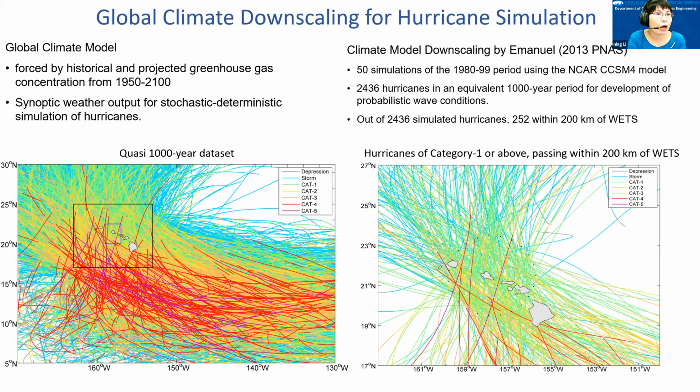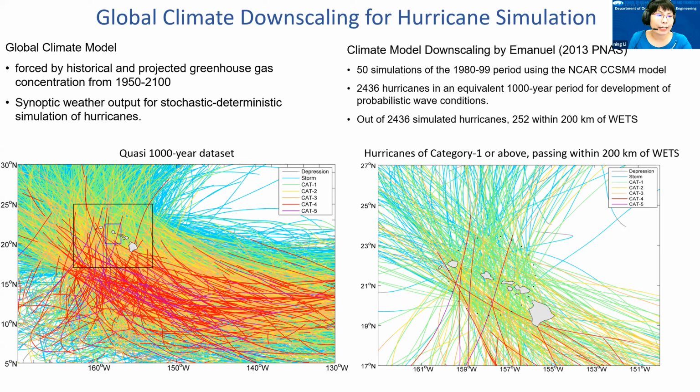So we asked him to help us do 50 simulations of the hurricane conditions for 1980 to 1999, basically a 20-year period. That gives us the equivalent of 1,000 years of hurricane simulation, which turns out to be about 2,500 hurricane scenarios. Based on those hurricane scenarios, we can select the most influential ones and then do hurricane wave studies.